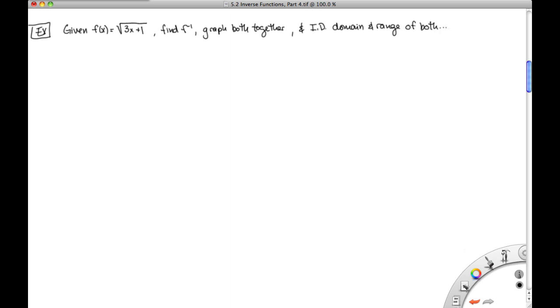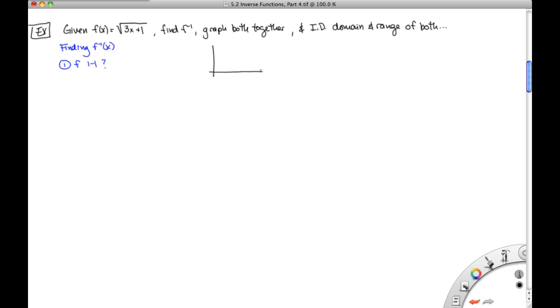So hopefully this will be a better example to sort of go through this. Okay, so let's go through the process of finding the inverse. So finding f inverse of x. So we start by asking, is f 1 to 1? Well, let's sketch this to see if it passes the horizontal line test.